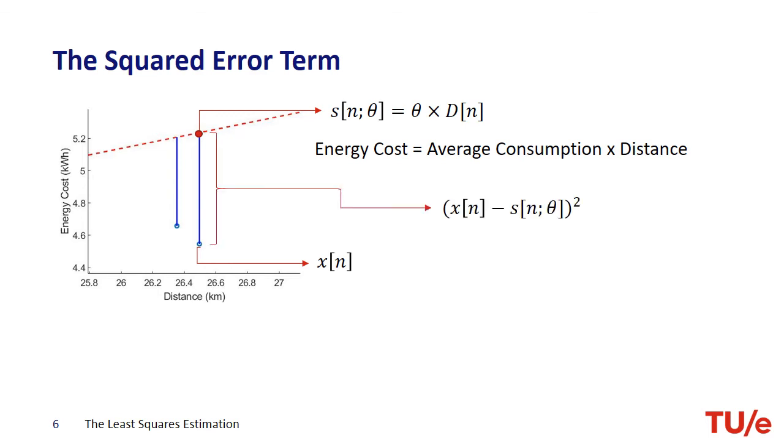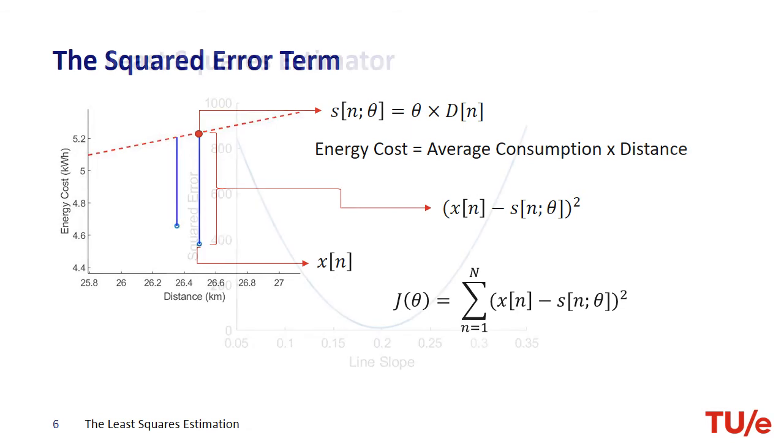But I end up with an error between my model and my data. I need to accumulate the error for all data points at hand. To avoid the errors with a negative sign cancelling out with the errors with a positive sign, I take the square of the error, which is always positive. In the end, I calculate the squared error for each data point I have on my records, and I accumulate them to obtain one error function that depends on my choice of the parameter theta.